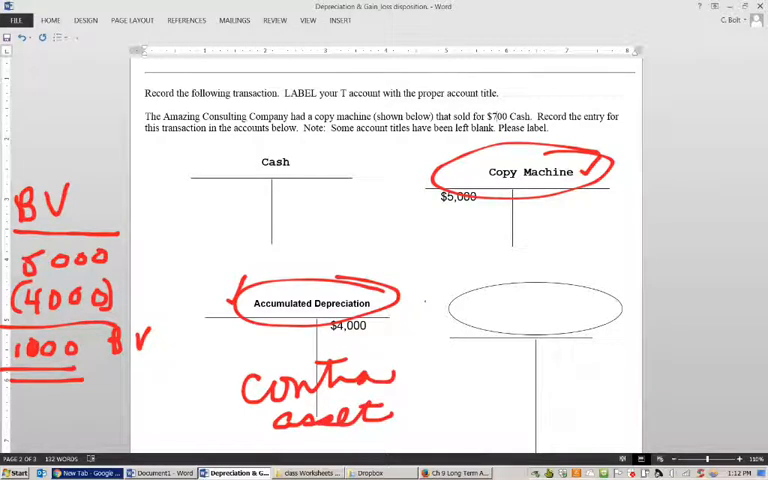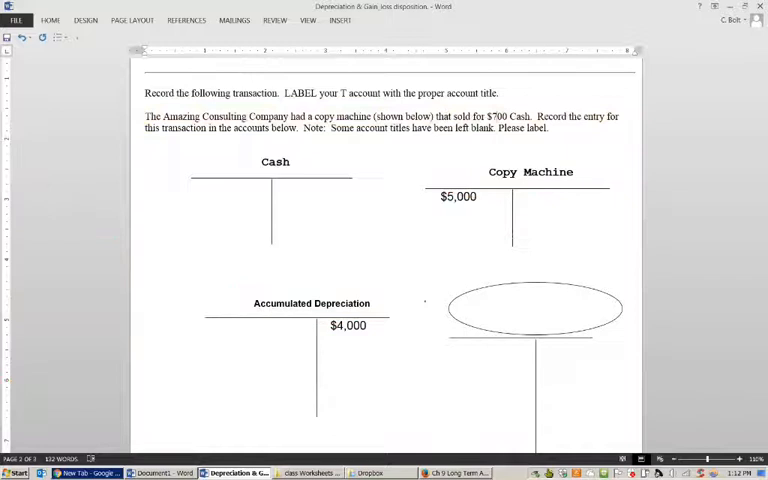Okay, so in our problem, what we're showing is that the Amazing Consulting Company has this copy machine and it sells for $700 in cash, and we need to record this transaction. So I'm going to erase all the transactions on this screen, and we're going to go back and do the calculation because it's a very simple one. Note there's a circle on top of this T account, which means we need to add a label.